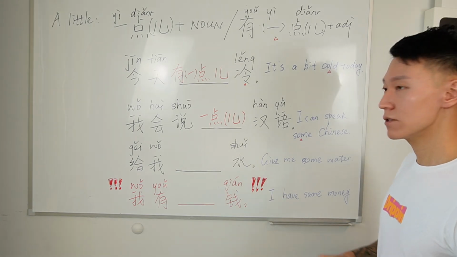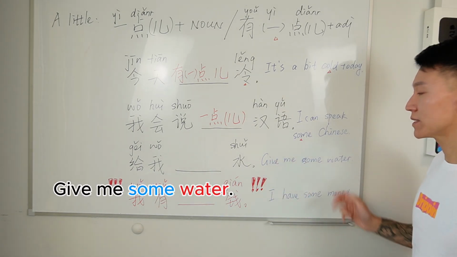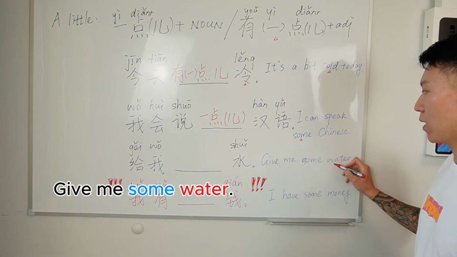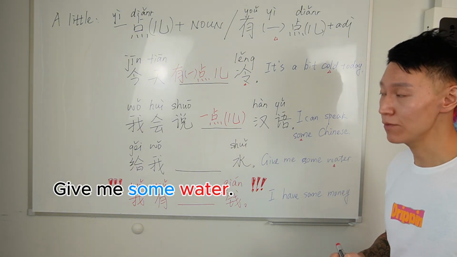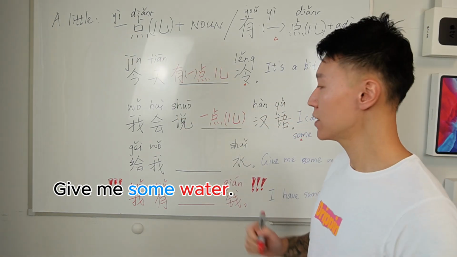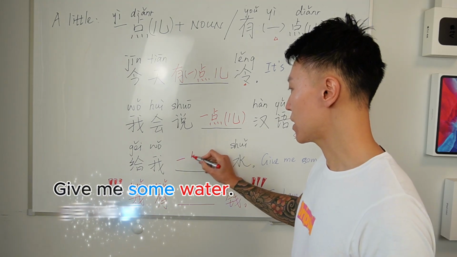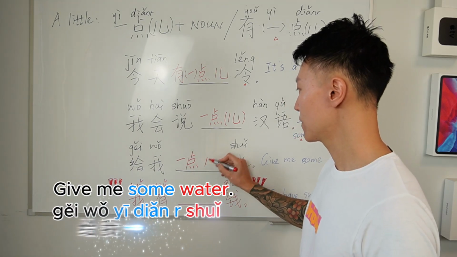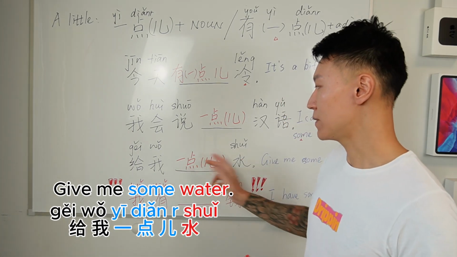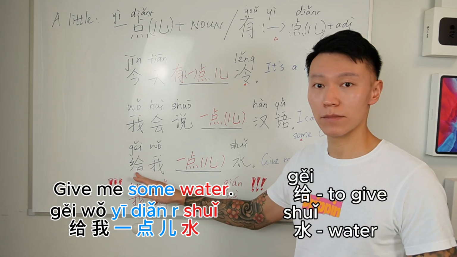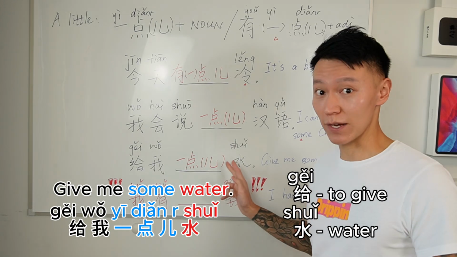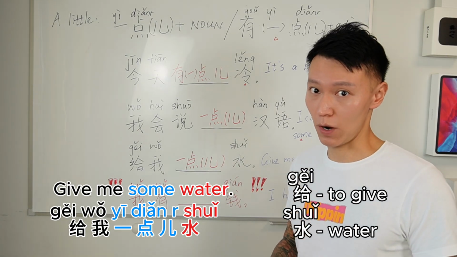Alright, now let's look at the third one. Give me some water. And you can see after some, we have water, another noun. That's why we have to use 一点儿. So 给我一点儿水, meaning give me some water. 给 means to give, 水 means water. 一点儿水, some water, a little water.